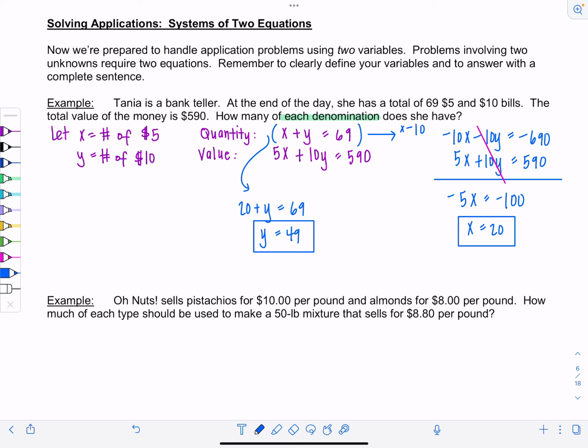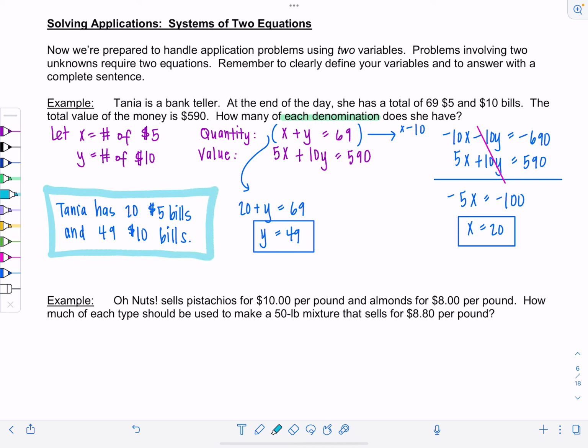So what ultimately matters when you're solving word problems is that you answer the question with a complete sentence, meaning Tanya has 20 $5 bills, because who cares what X is? They just want you to answer the question. She's got 20 $5 bills and 49 $10 bills. So don't say X is this, Y is this in your answer. Always answer the question with the appropriate context. Okay?